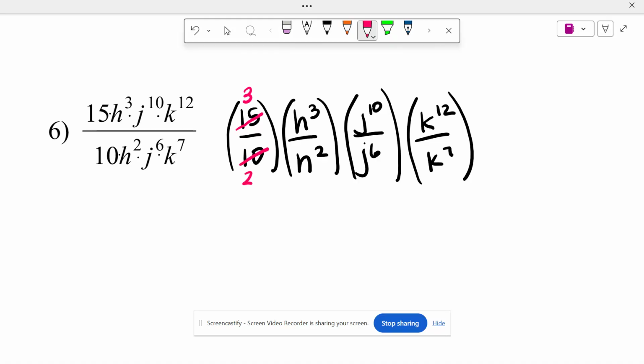My h's, as a reminder, you could write them like h times h times h over h times h. You cancel those out, and we get left with 1h on top, giving us just 1h. You know what, let me change that to pink.